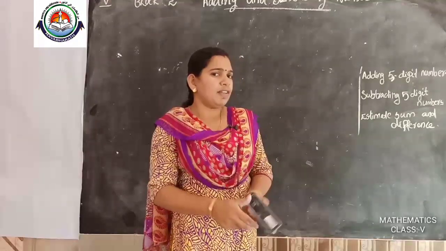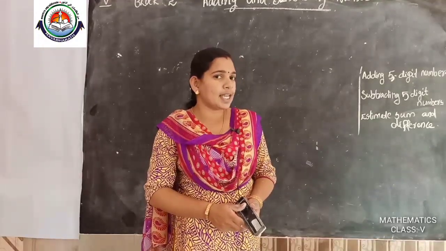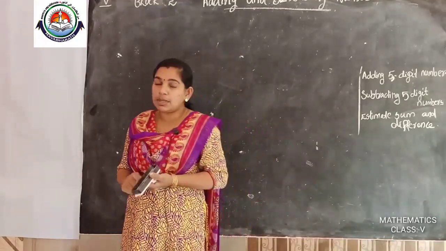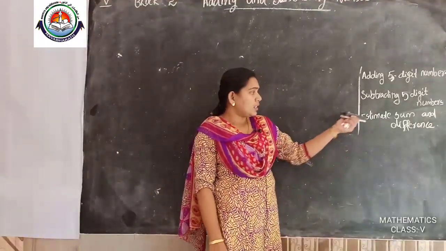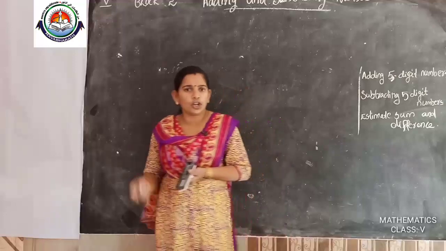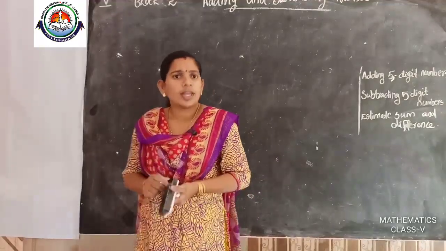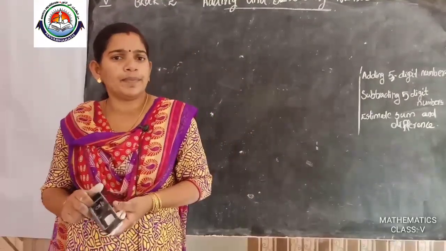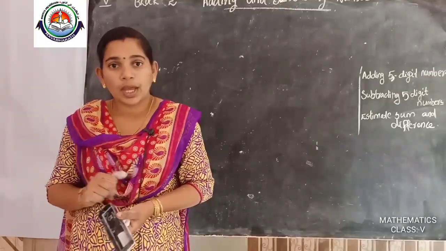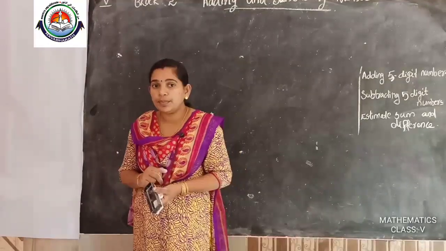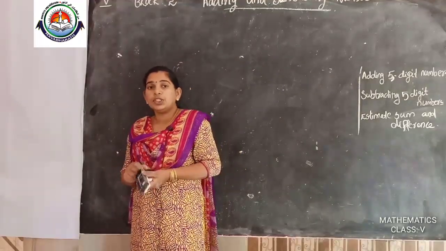I remember the previous class. What were we discussing? Addition of 5-digit numbers, subtracting 5-digit numbers, and estimating sums and differences. Do you remember? Okay, how do you find the estimated sum? First, what do you want to do? Rounding off. Do you remember how to round off? Okay.